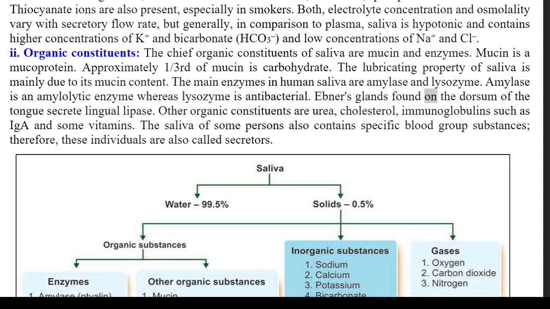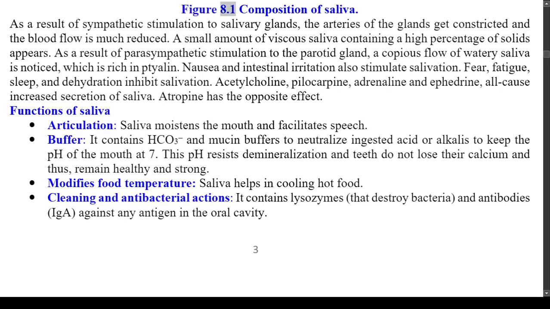Ebner's glands found on the dorsum of the tongue secrete lingual lipase. Other organic constituents are urea, cholesterol, immunoglobulins such as IgA and some vitamins. The saliva of some persons also contains specific blood group substances, therefore, these individuals are also called secretors. Figure 8.1 Composition of saliva.